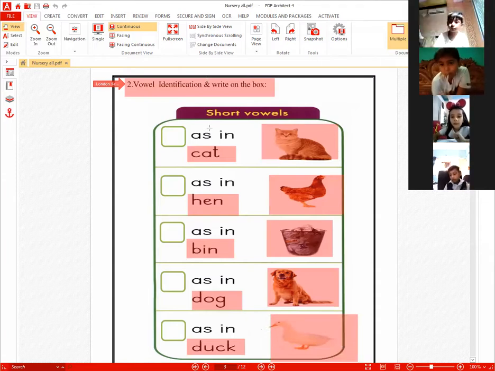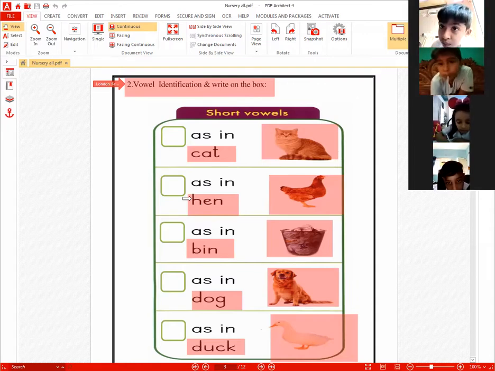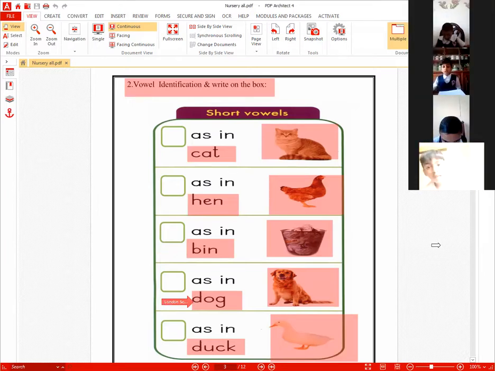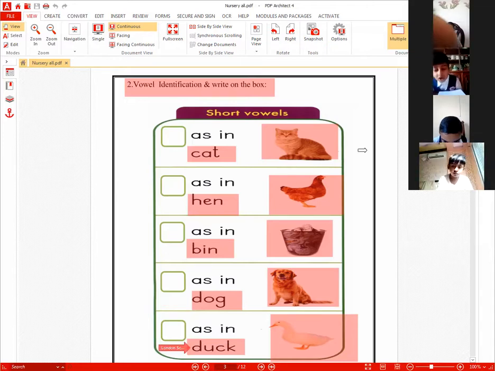Here, cat. What is the vowel in cat? A. Then hen. What is the vowel in hen? Letter E. What is the vowel in bean? What is the vowel in dog? O. And what is the vowel in duck? U. Good. Now you write this answer in your copy, okay?